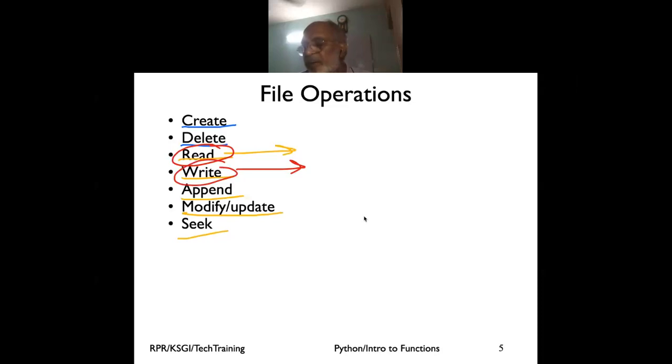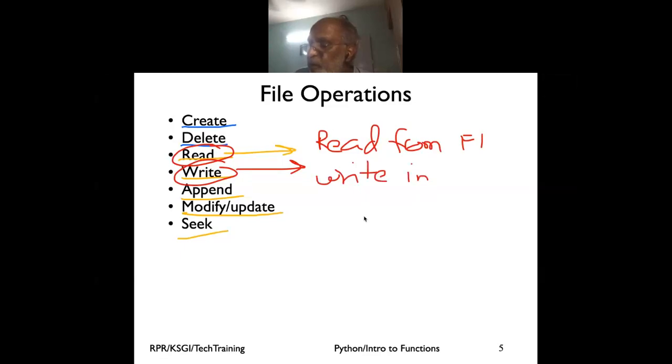A simple example would be: I read from file 1 and write into file 2, which is what we call copy. So we'll see how you can implement a copy program, or how the system does a copy program. We'll look into that part.